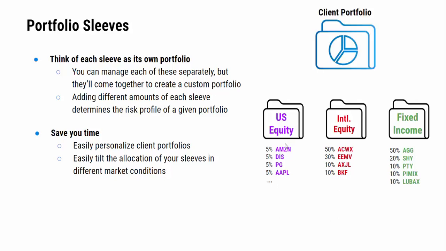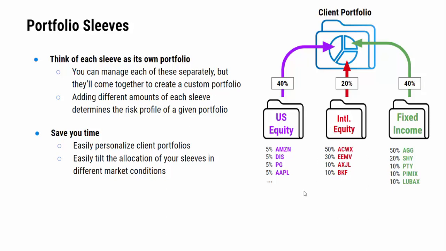And now how I see some of our users using this functionality is building out each of their sleeves as a model portfolio to then combine into an overall portfolio for their clients. This is really great because adding different amounts to each sleeve determines the risk profile of a given portfolio. If a client wants to simply tweak the risk profile and increase the equity portion, all they really need to do is increase that allocation in the US equity and international sleeve and have those changes be automatically made in the YCharts system. Same thing goes for fixed income.